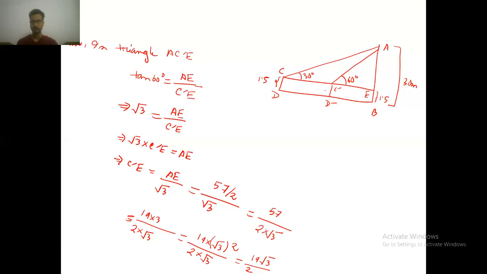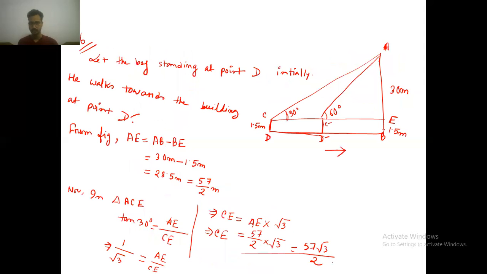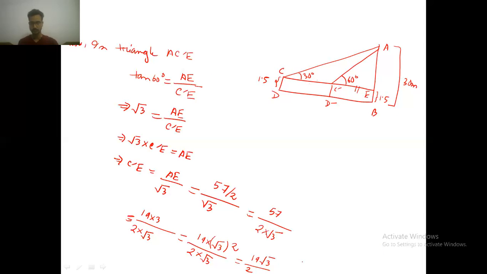Now we know the value of CE, and we know the value of C'E. If you subtract C'E from CE, then you will get C'C. So just subtract it. Suppose this one is number 1 and this one is number 2. When you subtract 1 minus 2, this is your C'C.